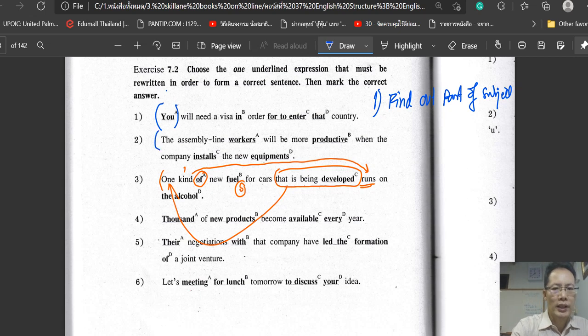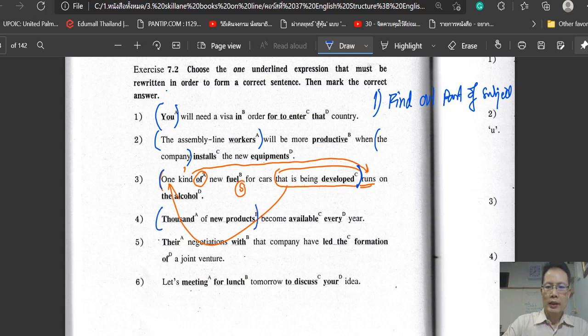The second one is this. If the sentence consists of only one sentence, adjective clause, adverb clause, this portion is part of subject. The part of subject is this. Of, for, etc. All of this, okay? This one, thousand of, part of subject.